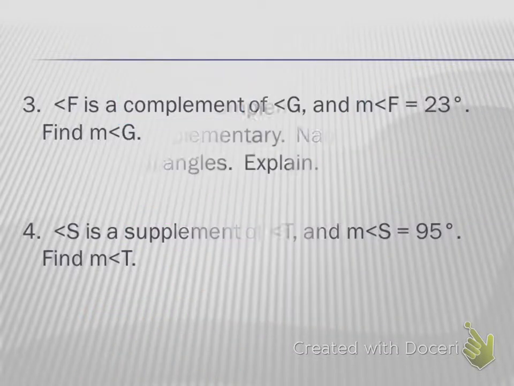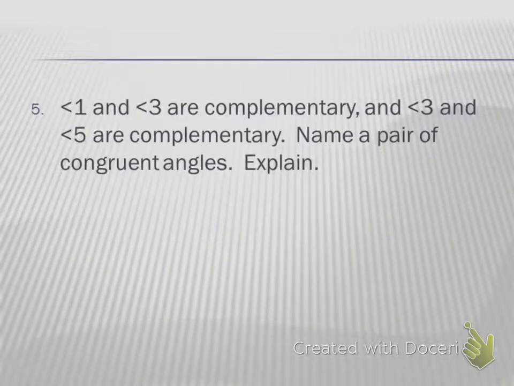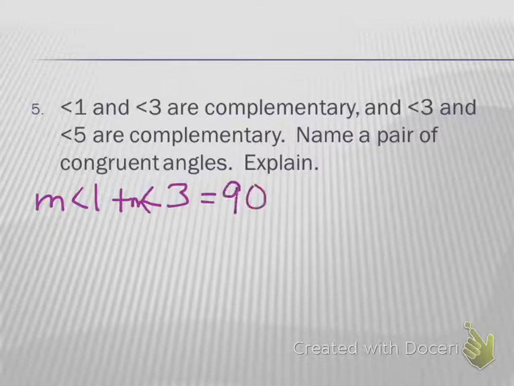All right, I don't want you to write any of this down. I'm going to tell you exactly what I want you to write. So the first thing that it says is angle 1 and angle 3 are complementary. So what do I know about the measure of angle 1 plus the measure of angle 3? It should give us 90 degrees. Good. What I just wrote in purple is what I want you to write in your notes.